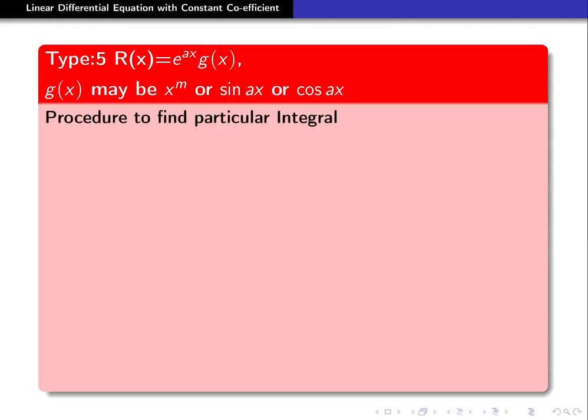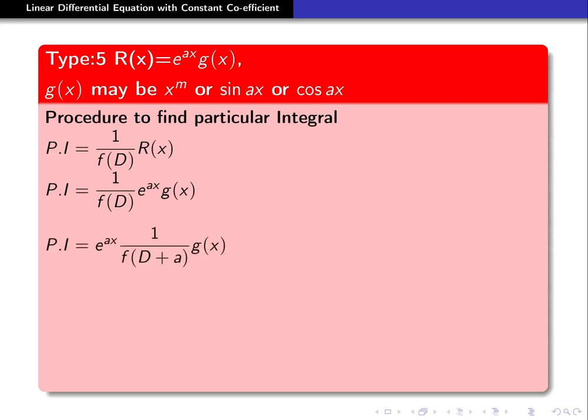So the procedure to find the particular integral: the particular integral is equal to 1 divided by f of D into R of x, where R of x is nothing but e power ax into g of x. So if the product of an algebraic term is there, bring the exponential term in front and replace D in terms of D plus a, where a is nothing but the coefficient of x in the exponential term.